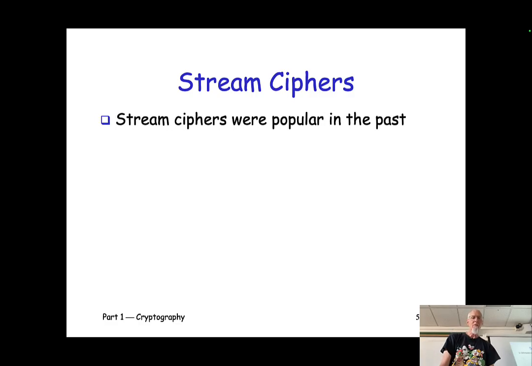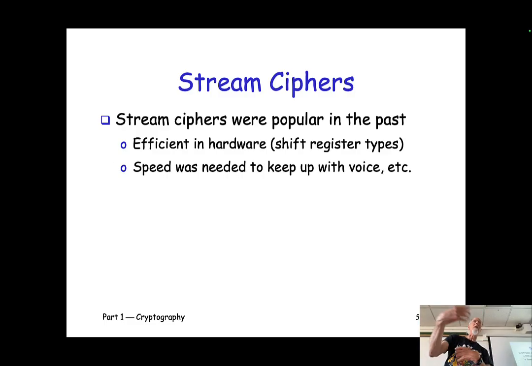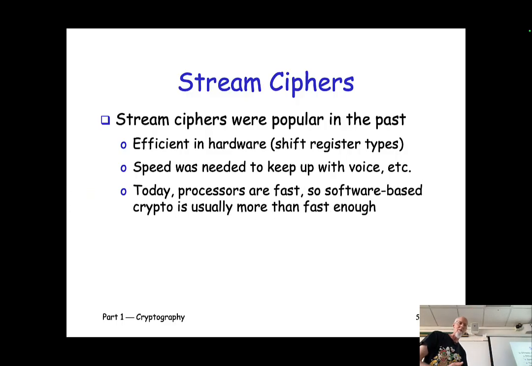Okay, so bottom line on stream ciphers, they were certainly popular in the past. They were needed. They were often built in hardware, and they needed that sort of speed to encrypt things like voice. Even 56K voice was too much for things done in software. But today that's not true, right? Processors are extremely fast, and we can encrypt megabytes per second. So we don't really need these stream ciphers for many typical applications.